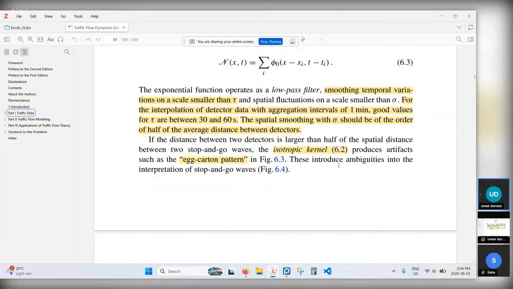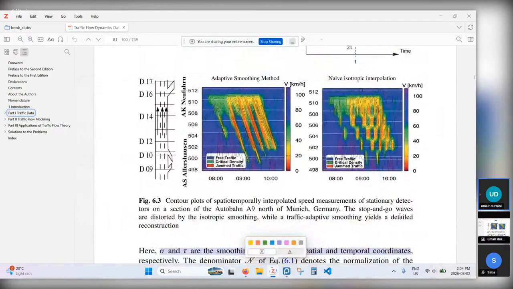The limitation of isotropic smoothing is that if the distance between two detectors is larger than half of the spatial distance between two stop and go waves, the isotropic kernel produces artifacts such as the Cartan pattern. We can see that here in figure 6.3, where it is unable to detect the diagonal evolution of these stop and go waves, and so it creates this Cartan pattern.